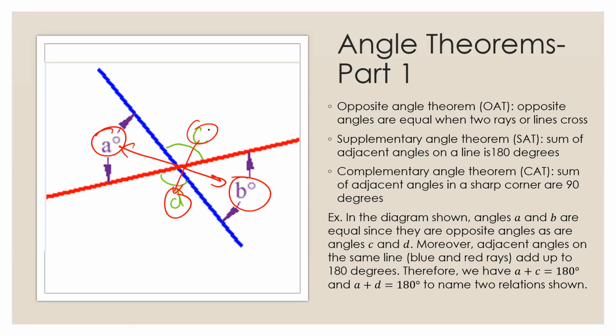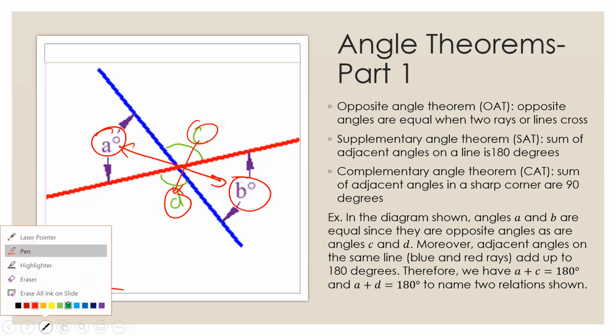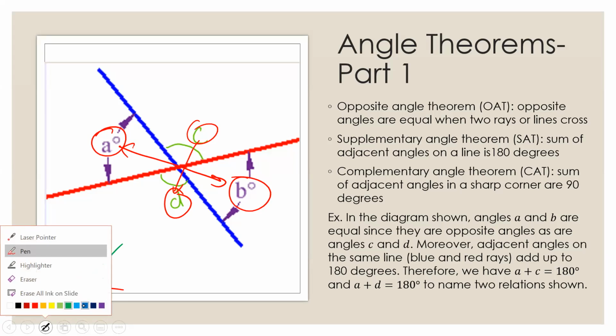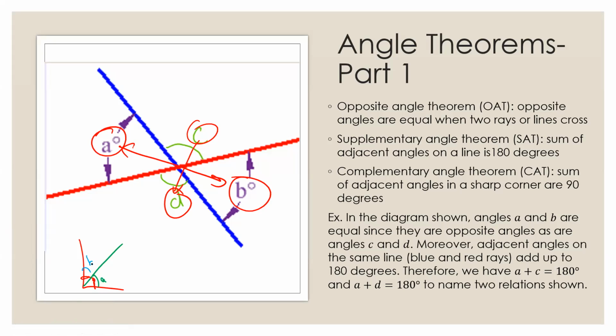And complementary angle theorem says that the sum of adjacent angles in a sharp corner, and we kind of know what that means now because we saw it in the last example, is equal to 90 degrees. So if there are two angles inside of it, then we know that the two angles add up to 90 degrees. So for example, if I had this angle A and this angle B right here, I know that angle A and angle B have to add up to 90 degrees.